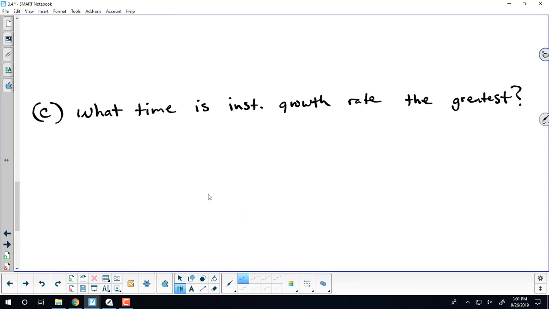Okay, what time is the instantaneous growth rate the greatest? It's going to be as close to 0 as you can be without being 0. Okay. Yeah, so there's two ways to answer this. So let's just list those. One way to answer this is to look at what, or is to do what? What time is the instantaneous growth rate the greatest? How can we answer that question?